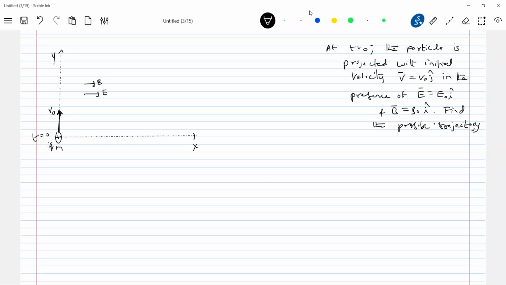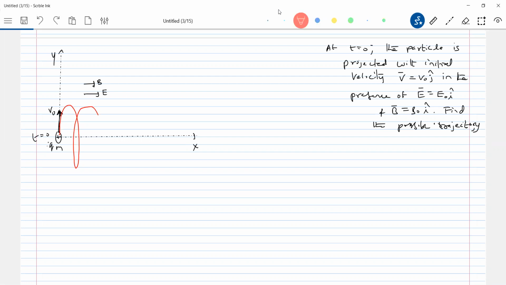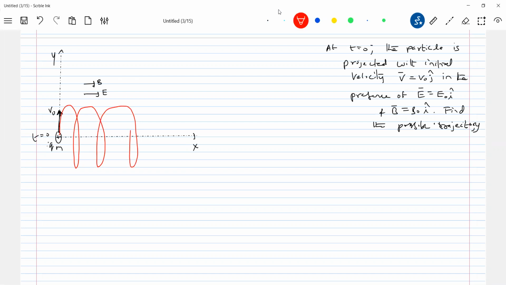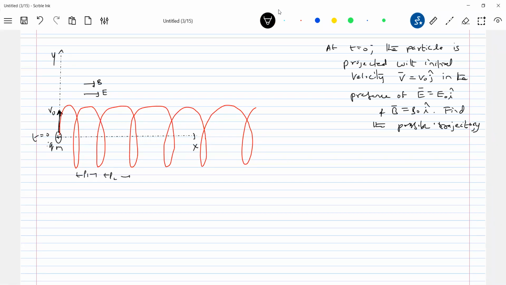So here it's going to describe a helical path with increasing pitch. And there's a rough diagram. You can see the pitch, I keep on increasing it. So you take this distance, P1, P2, that will keep on increasing here. So this is P1, P2, P3, P4.